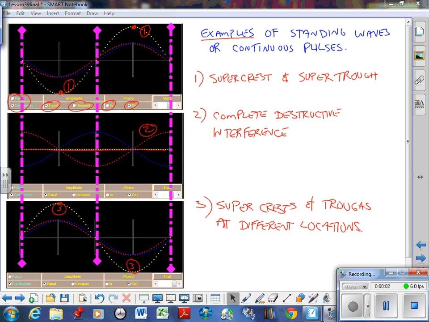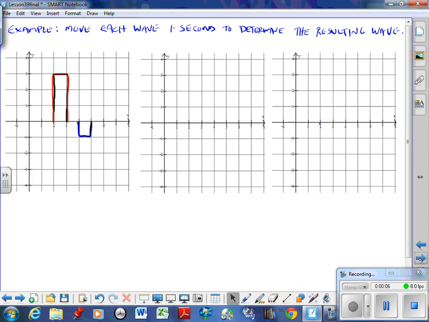All right, so we were looking at some examples of constructive and destructive interference. What we're going to look at, the last part of this, is just doing some pulse calculations, determining the resulting wave. So we're going to just move the waves or pulses 1 second forward in each and determine the resulting wave.